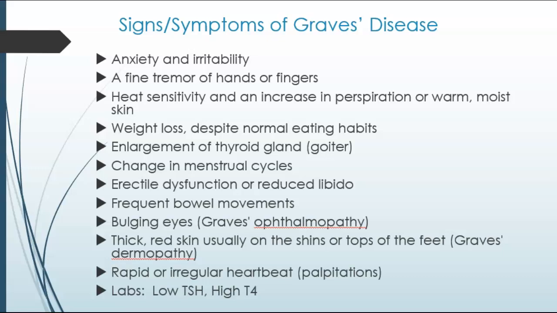You might also notice thick red skin, usually on the shins or the top of the feet. We call that Graves dermopathy. And a rapid or irregular heartbeat or palpitations can also occur. We're also looking at labs. You're going to see with Graves' disease and hyperthyroidism low TSH but high T4.